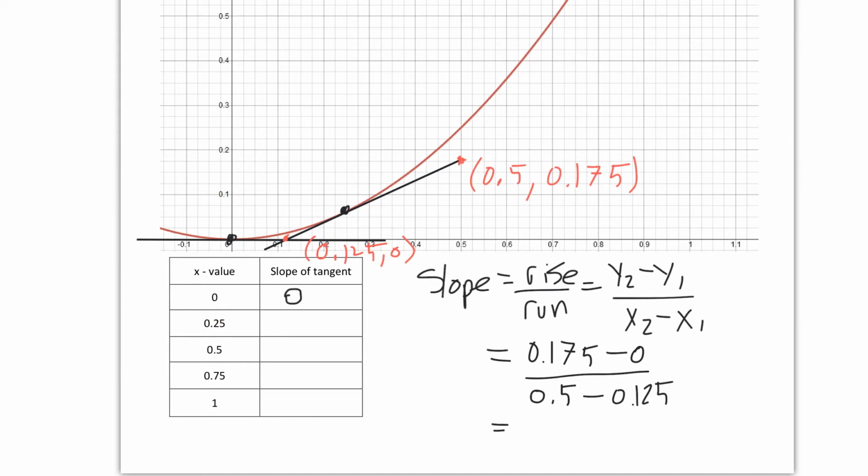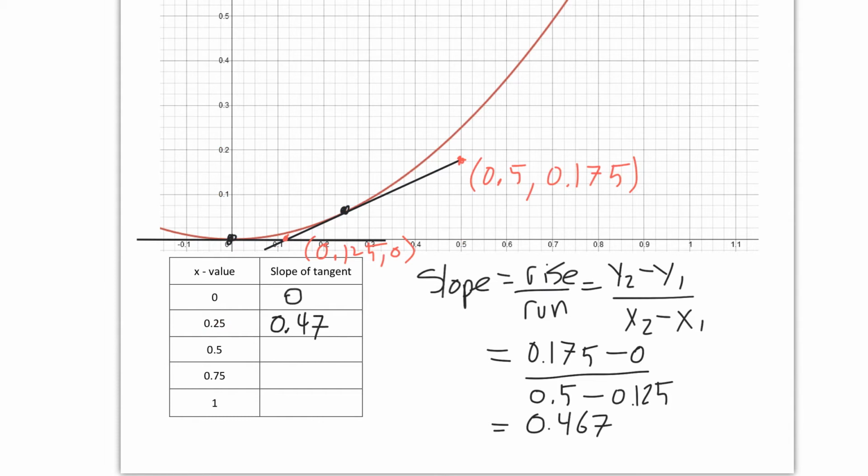So go ahead and grab a calculator and we'll figure out what we get here. Working this out gives approximately 0.467. That's going to be our first slope. I'm going to put it just to 2 decimal places, 0.47.